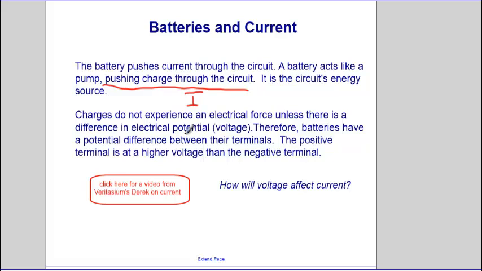What goes up must come down. It goes from a high potential to a low. So the positive is at a high voltage or a high potential, and the negative is at a low. How will voltage affect current? If we increase the voltage, you will increase the current. So one battery will cause a trickle of charge, two batteries will cause a moderate flow of charge, three batteries, when you put them in series, will cause a great flow of charge when you put them in line.